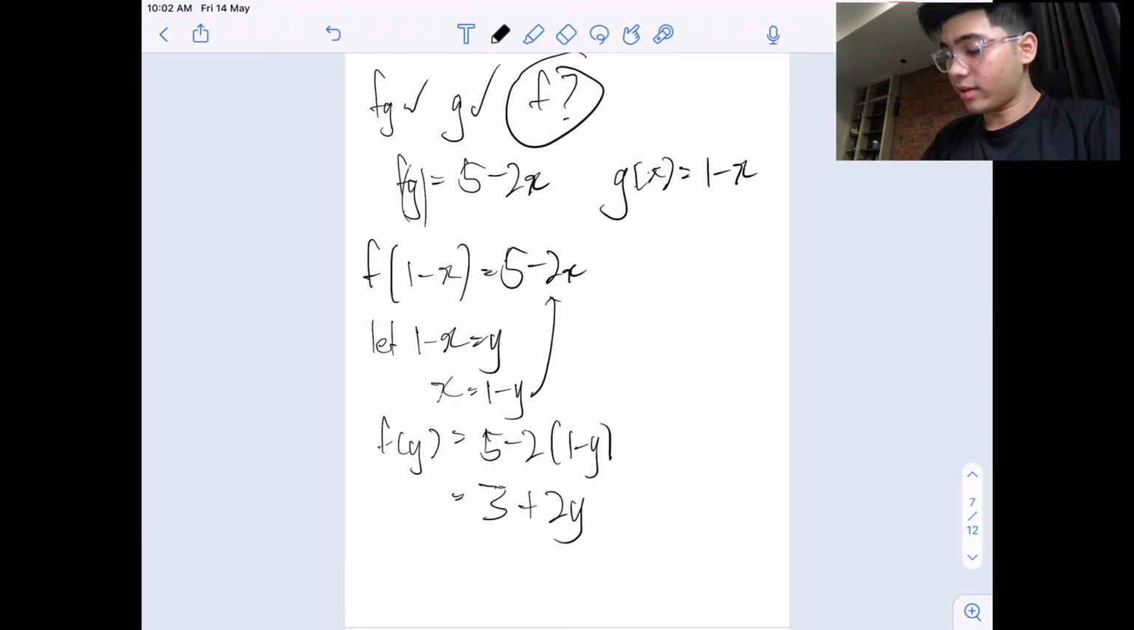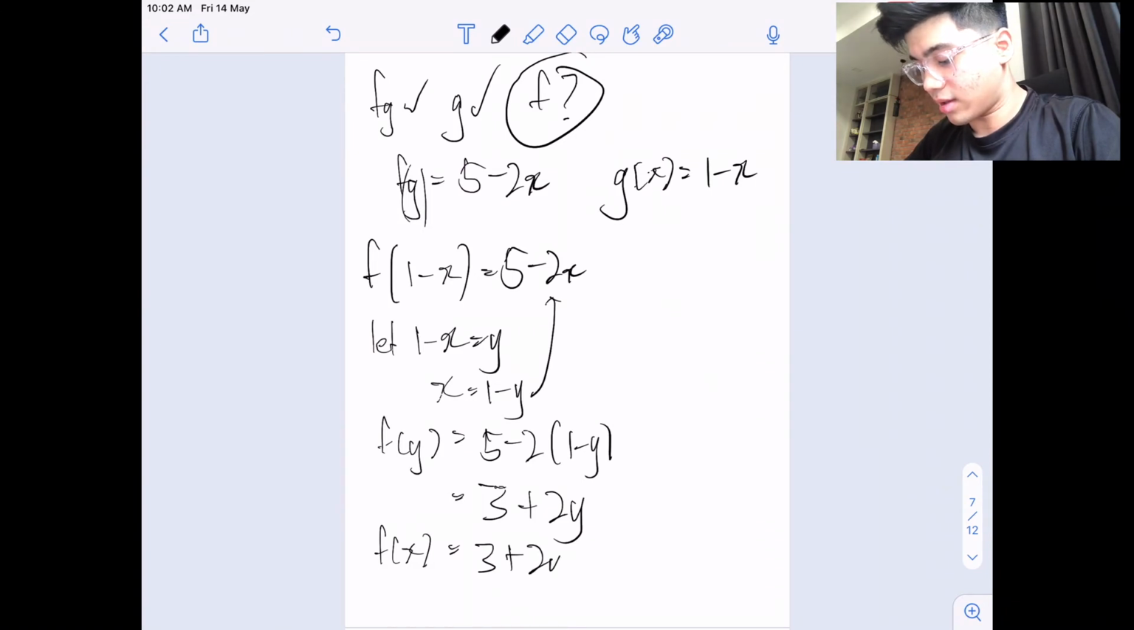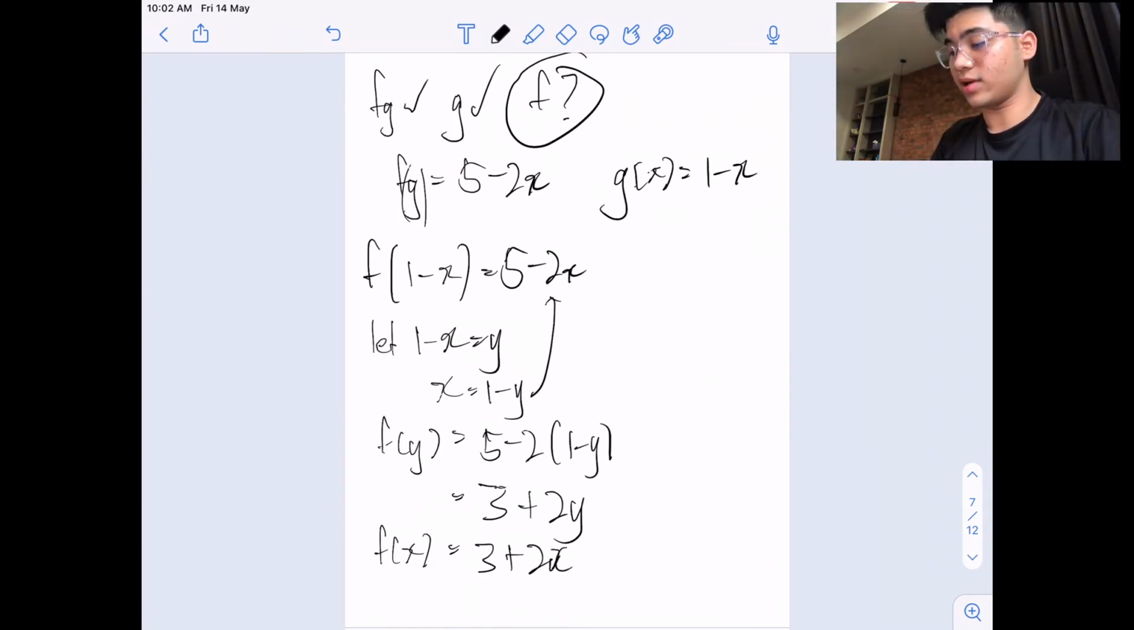Therefore, I could actually find function f just by comparing it. Basically, this function of y is also the function of x. And there you have it. Got the answer already.